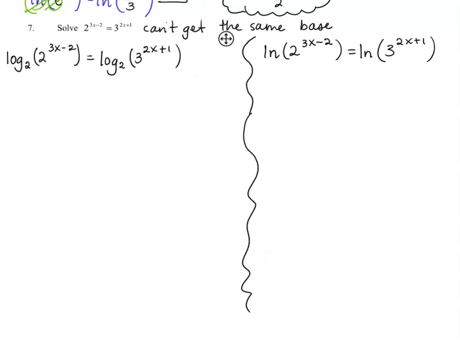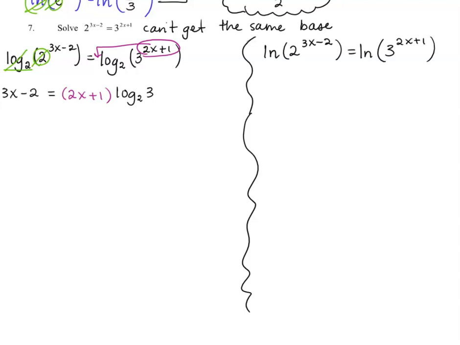So if I had chosen to use log base 2, then what happens is this log base 2 and this base of 2 cancel out and simply leave us with 3x minus 2 on the left side of the equation. Nothing cancels out on the right side of the equation, but the power rule can still happen here, meaning we can still bring down this 2x plus 1 in front of this log base 2 of 3. So if we use log base 2, the base of 2 will cancel out in green.